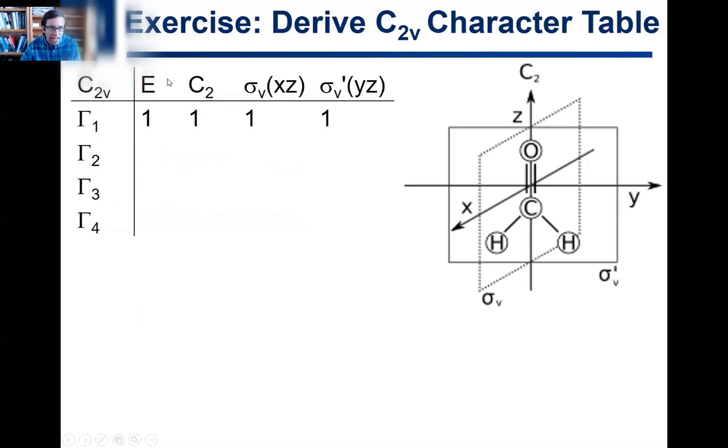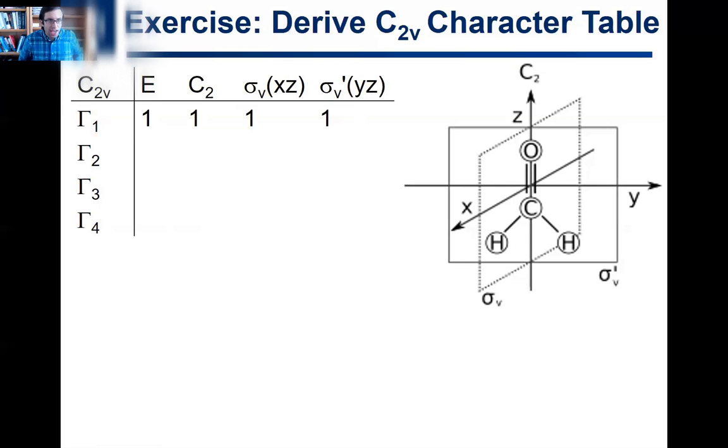If we have 4 classes, that tells us we're going to have 4 irreducible representations. That's rule number 4 on the character table: we always have a square. So we're looking to fill in the characters in the character table. For right now, I don't know what the Mulliken symbols are, I don't know what the labels are, so I just call them gamma. These are just generic labels right now.